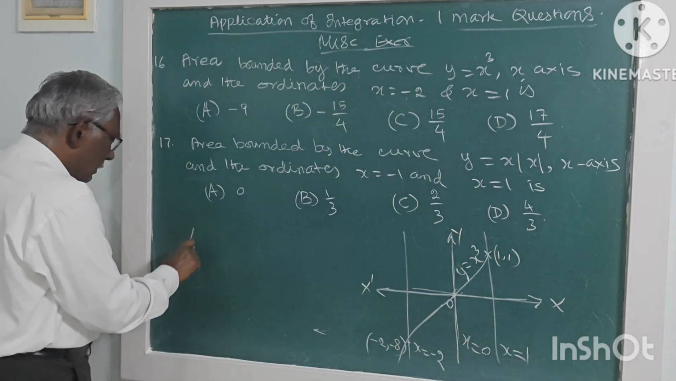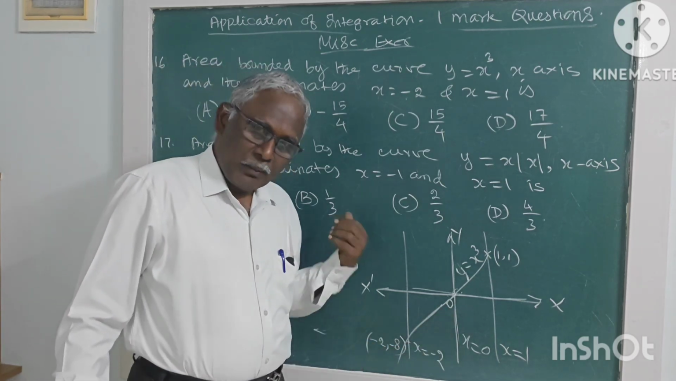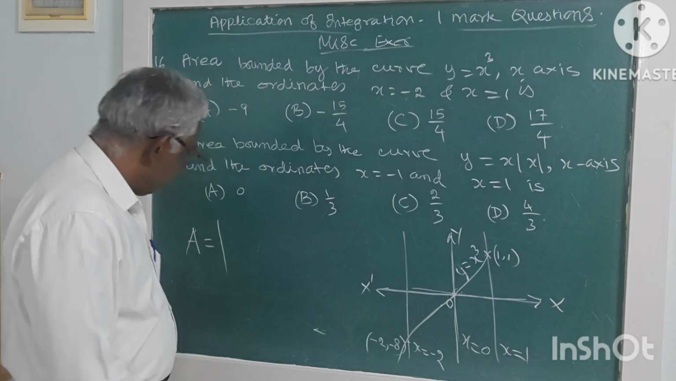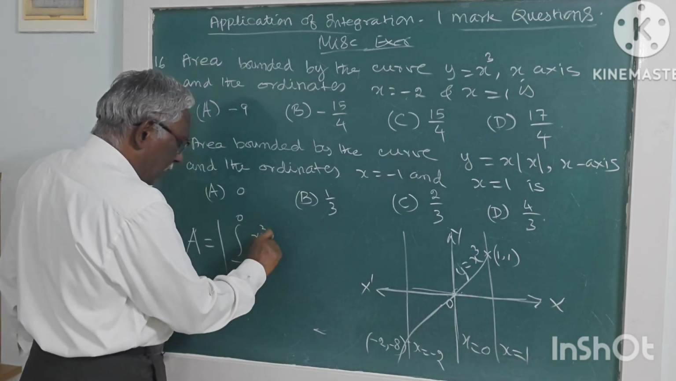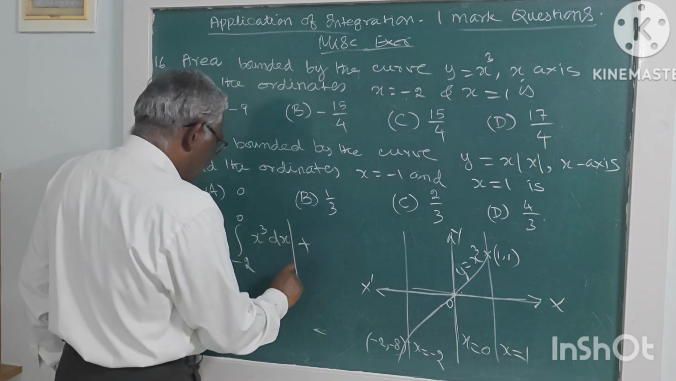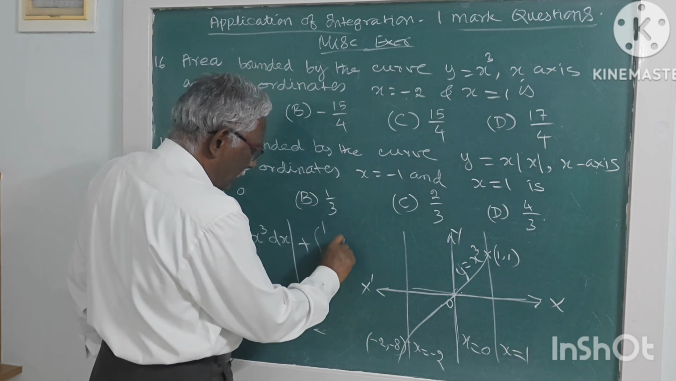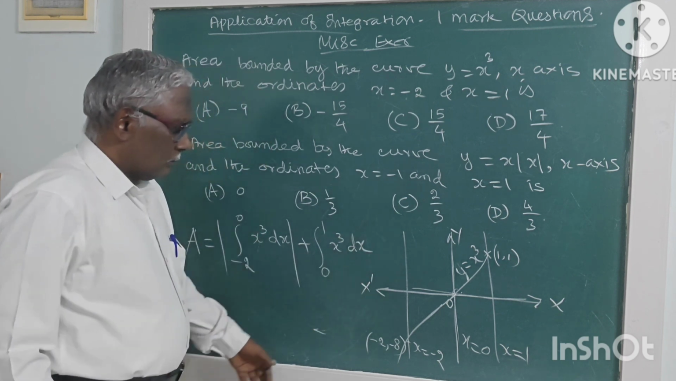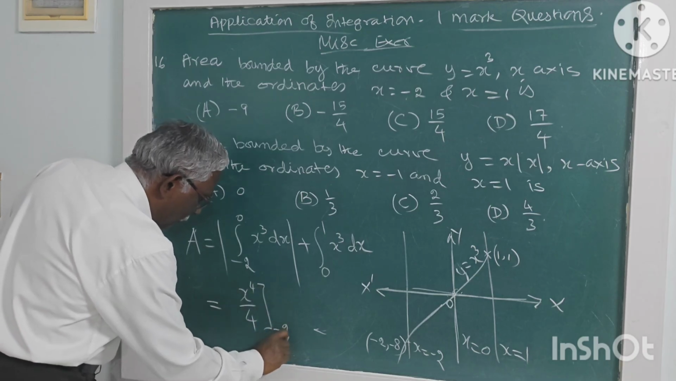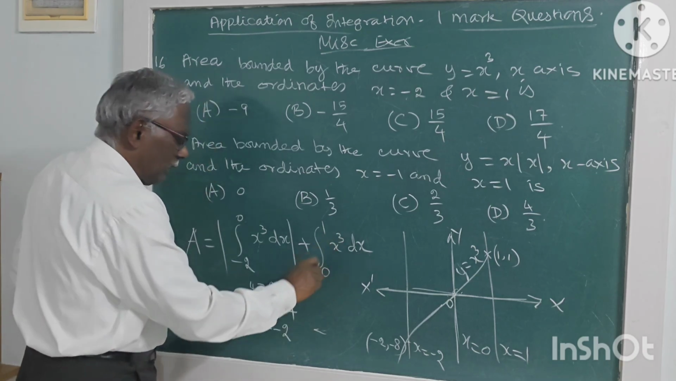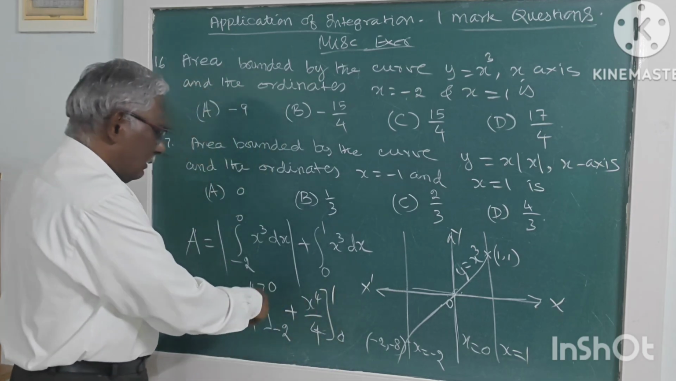So what is the area now? Area is equal to the modulus, because below the x-axis you have to take the modulus. x is from minus 2 to 0, so integral minus 2 to 0 of x cube dx, plus integral 0 to 1 of x cube dx. That gives x power 4 by 4 from minus 2 to 0, plus again x power 4 by 4 from 0 to 1.